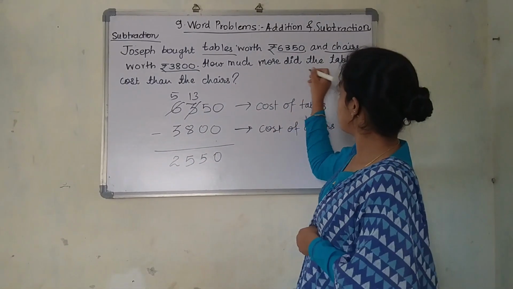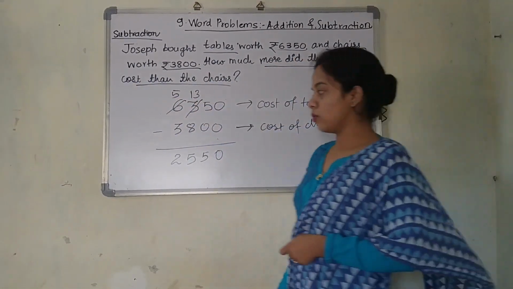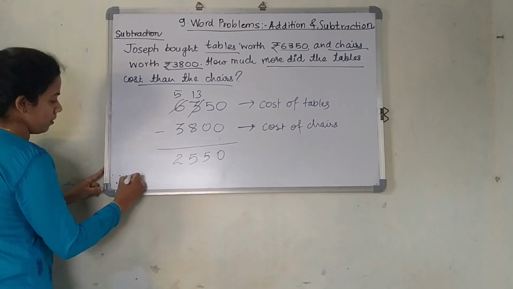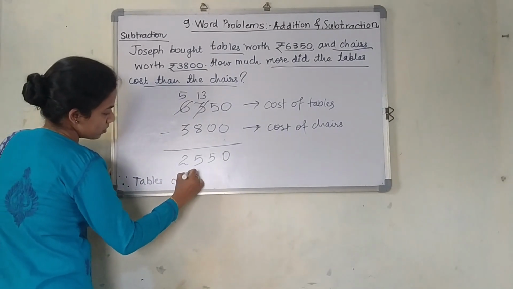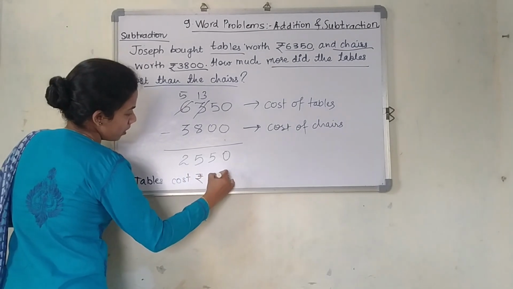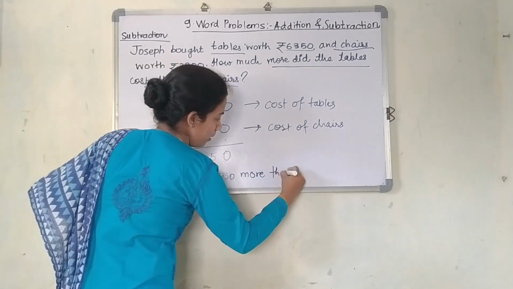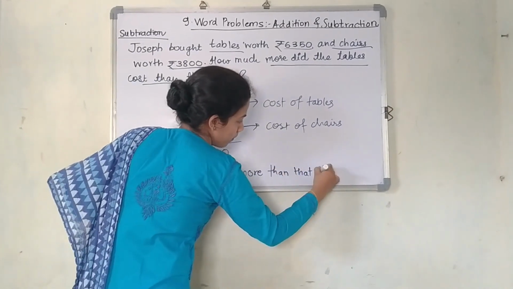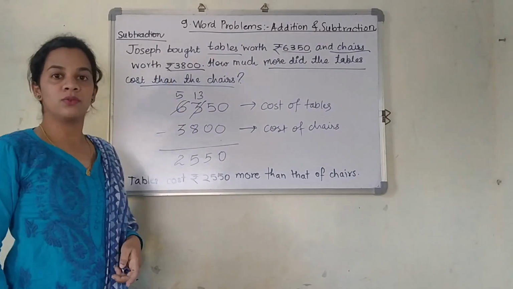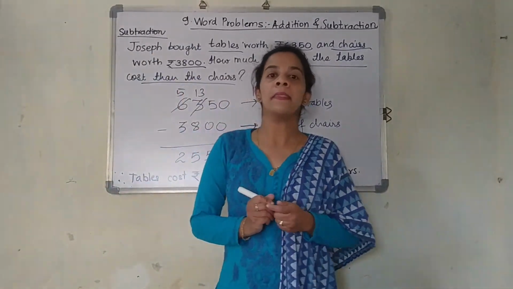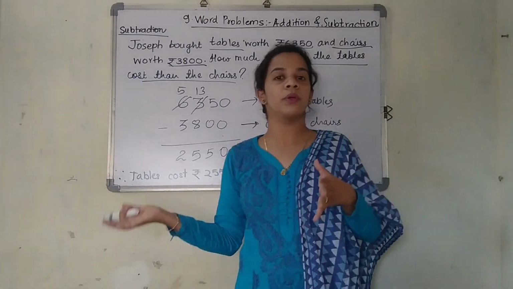What is the main question? How much more is the cost of tables than the chairs? So tables cost rupees 2,550 more than that of chairs. So I hope you have understood this question of subtraction also. So now we will see the questions based on mixed problems, that is subtraction also and addition also.